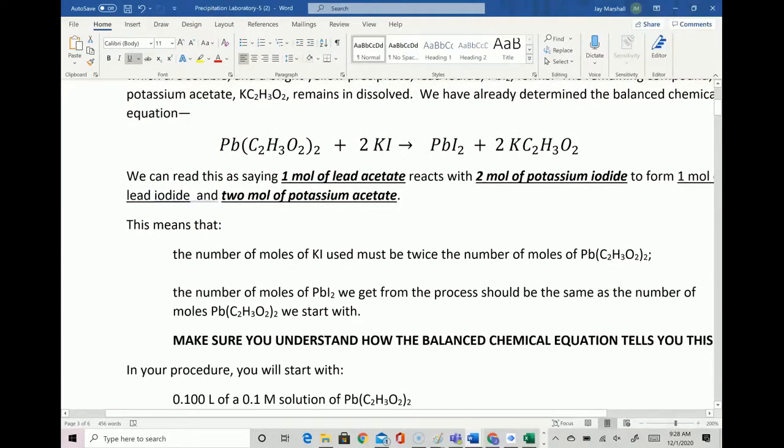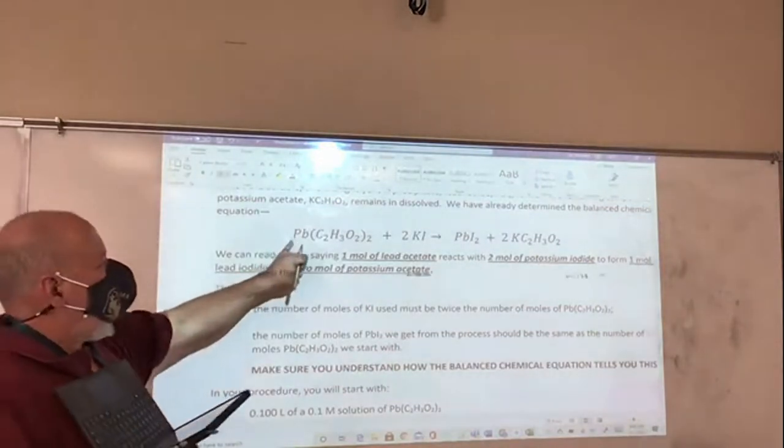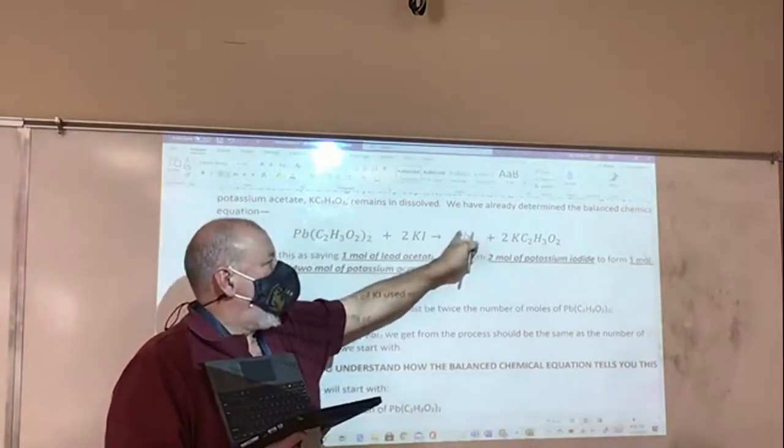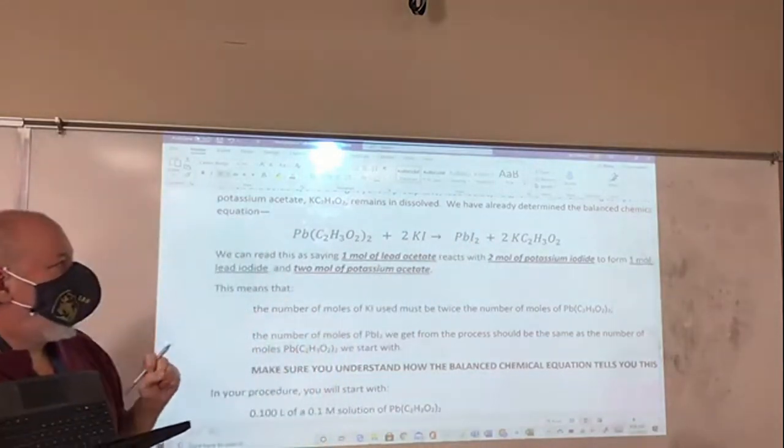Okay, let's go back to our balanced chemical equation. Okay, but we've already actually done this. If I know the number of moles of lead acetate that I started with, don't I also know the number of moles of lead iodide that I'm supposed to get? Okay, so we could say get moles expected.